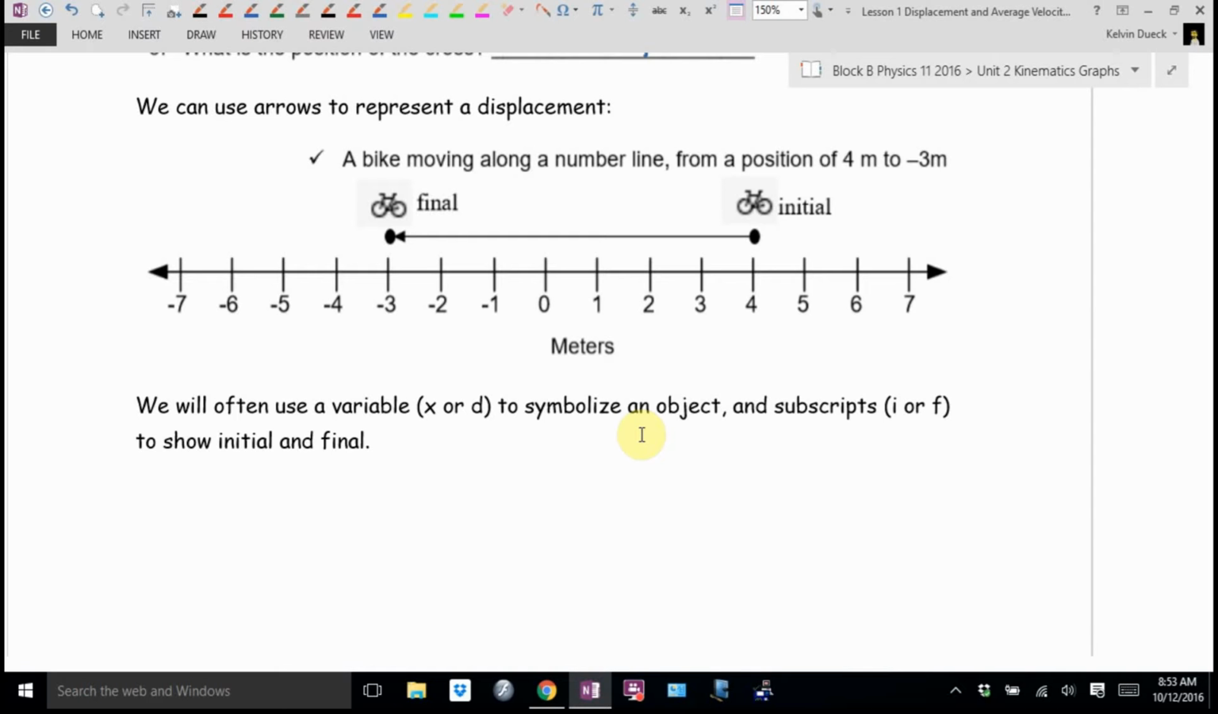We will often use a variable, x or d, to symbolize an object, and then subscripts, i for initial and f for final. My lowercase i, I'll almost always put a little curl on it, because in the back you might not be able to see the dot on top, but if you see the curl, you'll know. That's just a habit I picked up. I'll try and make the dots nice and big too. Okay? We're going to use subscripts as shorthand.